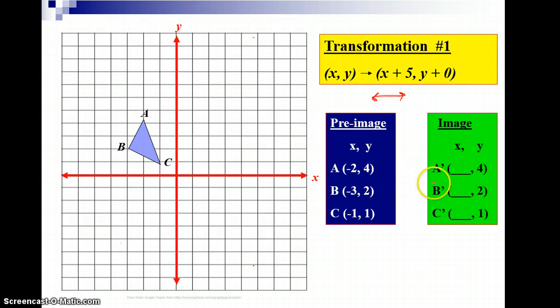4, 4, 2, 2, 1, 1. But since it's moving along the x-axis, we'll be adding 5. Use your calculator if you need to. -2 plus 5, -3 plus 5, and -1 plus 5. Insert your coordinates. Which direction do you think it's going to be going?